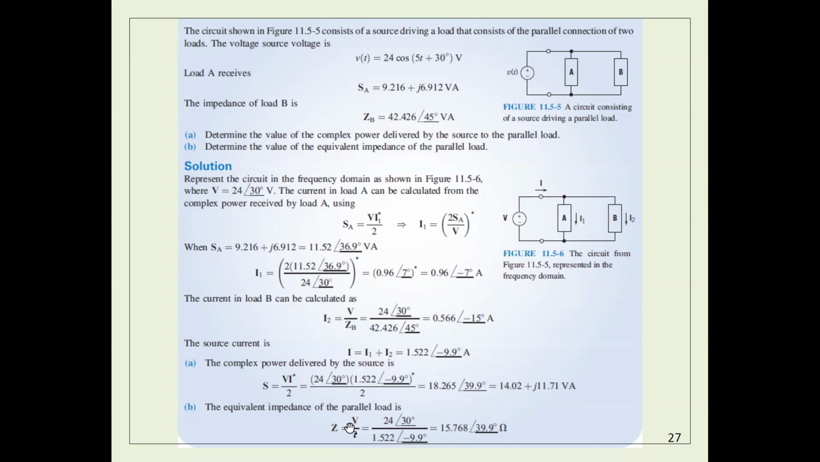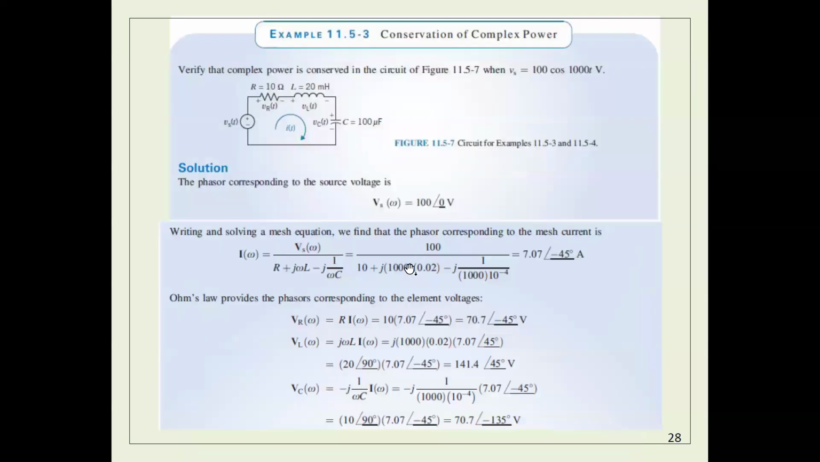Okay. So here, the other way is, if I know the current here, and I know the voltage, I can divide voltage by current. Because in the previous step, I already calculated the current here, and I know the voltage, I can easily get the impedance. Any questions?